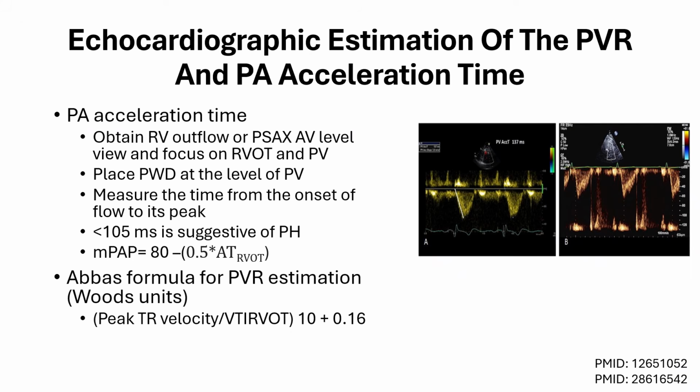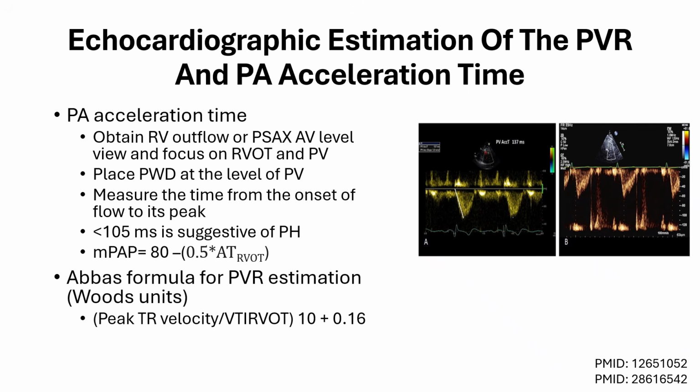Let's review some of the advanced ways we can estimate the pulmonary vascular resistance and mean pulmonary pressures. The first method we'll discuss is pulmonary arterial acceleration time, which measures the time from the onset of ejection to its peak. In order to obtain this measurement, first get either RV outflow view or parasternal short axis view at the level of aortic valve. Focus on RVOT and pulmonic valve. You'll need to use pulse wave Doppler here and place the sampling gate at the level of the pulmonary valve.